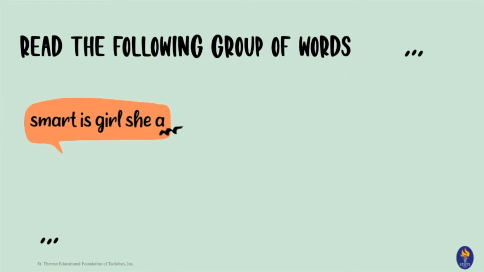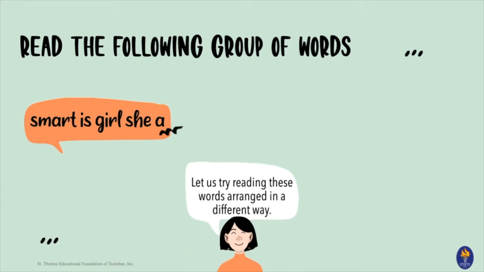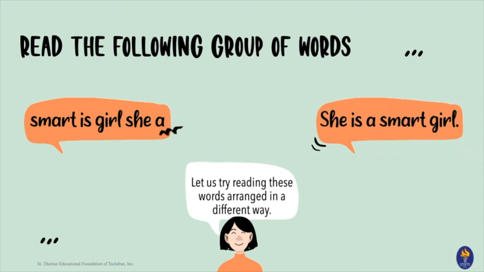Smart is girl, she, a. Does this group of words convey a complete idea? No, it doesn't. But let's try reading these words arranged in a different way. She is a smart girl. Now we see these words express a meaningful idea.